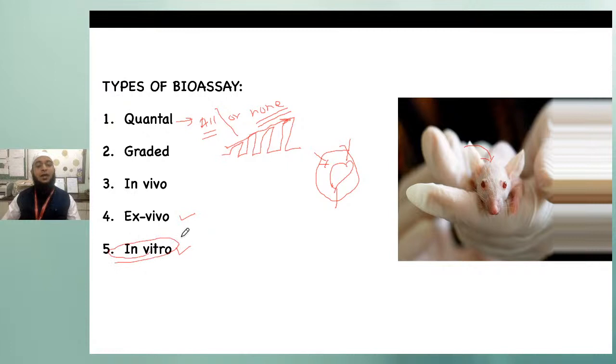So this is also called the test tube bioassay, where you may use enzymes, hormones, you can incubate with the drug and verify the effect of the drug, right? So these are the 5 types of bioassay: quantal, graded, in vivo, ex vivo, and in vitro bioassay.